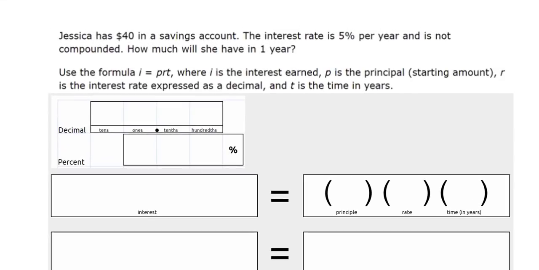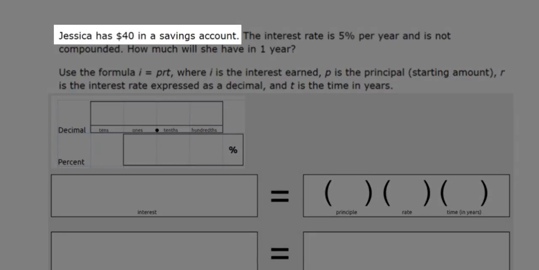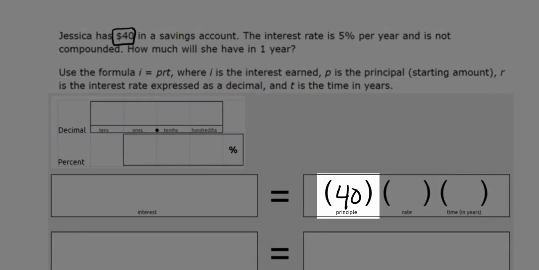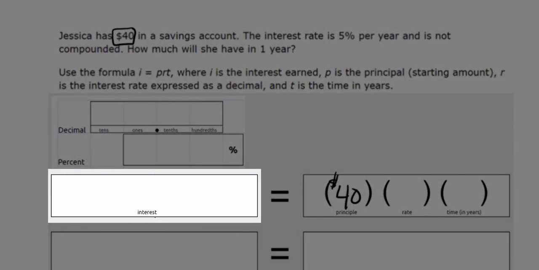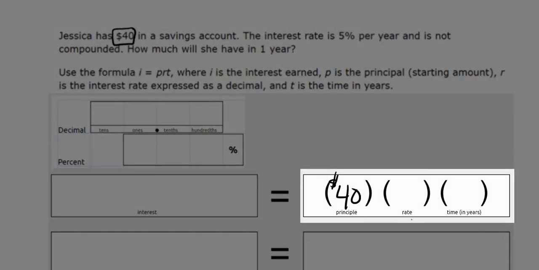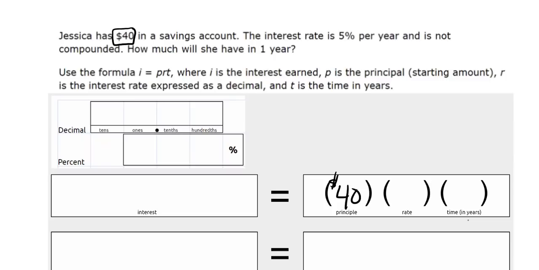First one says Jessica has $40 in a savings account. $40 is what we call our principal. It's what she's starting with. So that goes into our formula on the right-hand side of the equation because we're going to get our interest by multiplying the principal times the rate, which is our percent that we're going to change to a decimal, and then we multiply by time, and we measure time in years. If it's 1 year, the number would be 1 that we put in there. If it was a year and a half, we would put 1.5, so on and so forth.